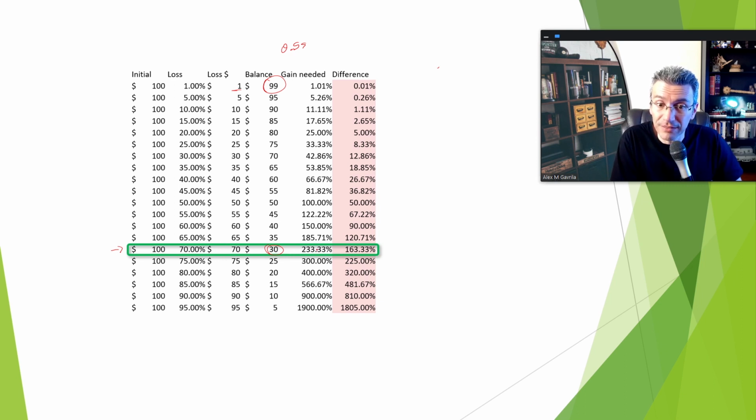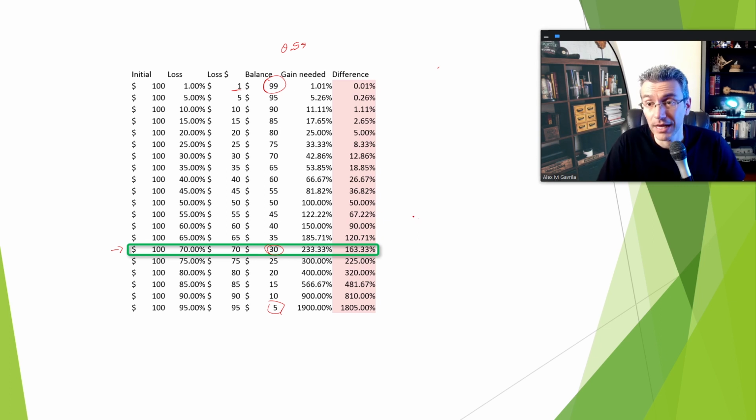So the net difference in percentage terms is 163.33% between the 233.33 and the 70 over there, right? And this becomes even more ridiculous when you're looking at losses of 95%. Then that $5, for it to go back up to $100 just to break even, has to go up by 1,900% basically, right? Or a 19x return, or 19x on top of the actual $5 value, right?